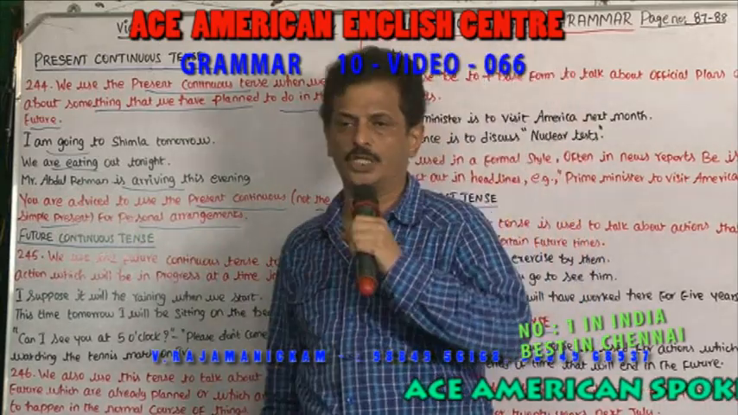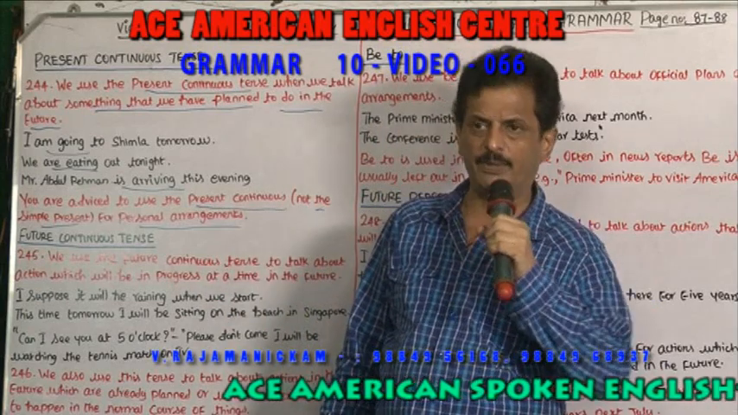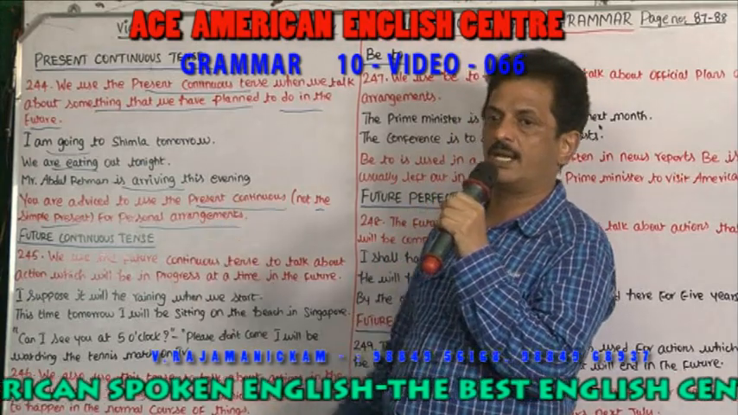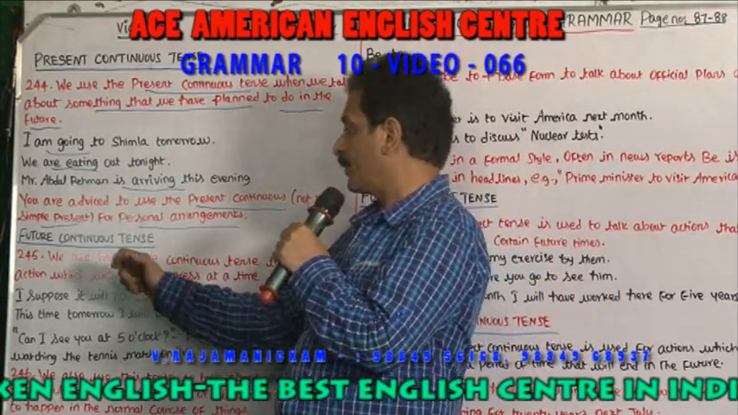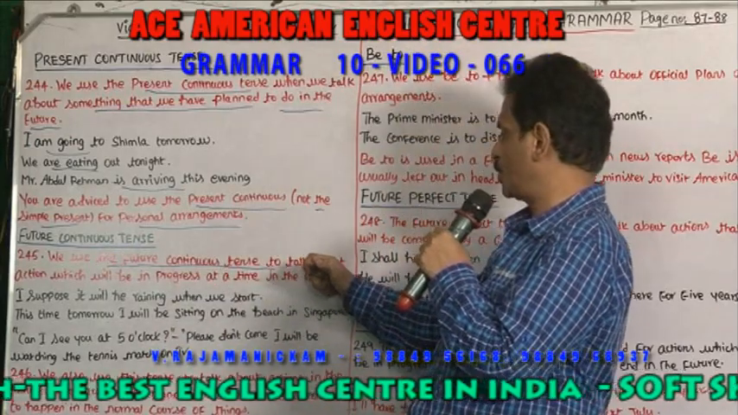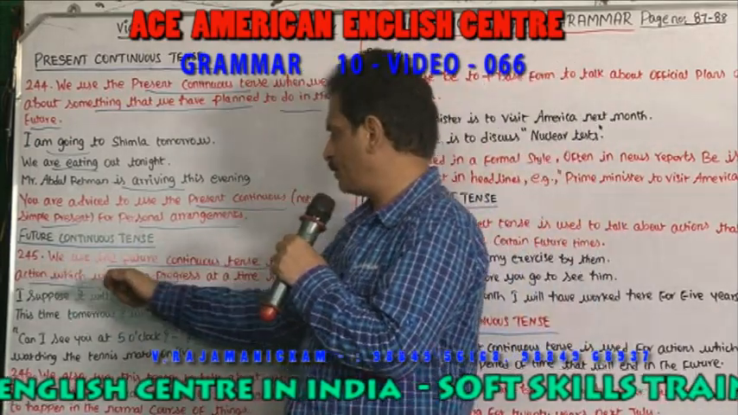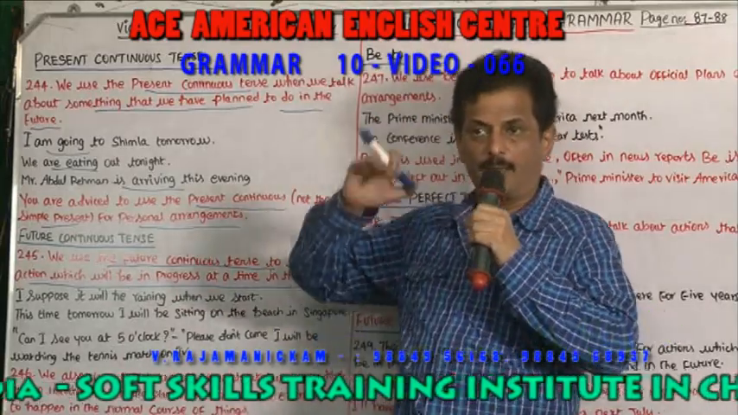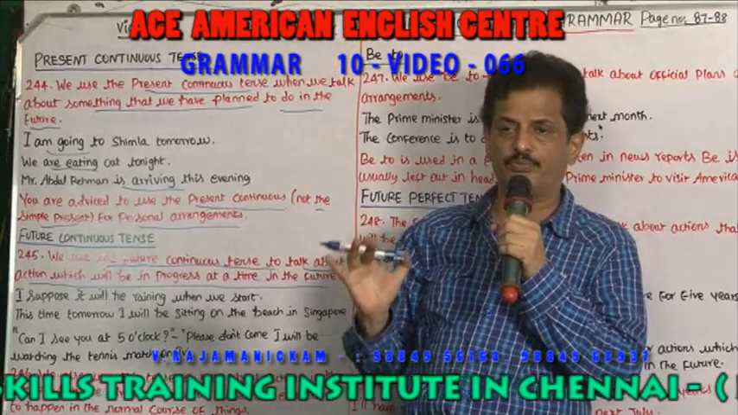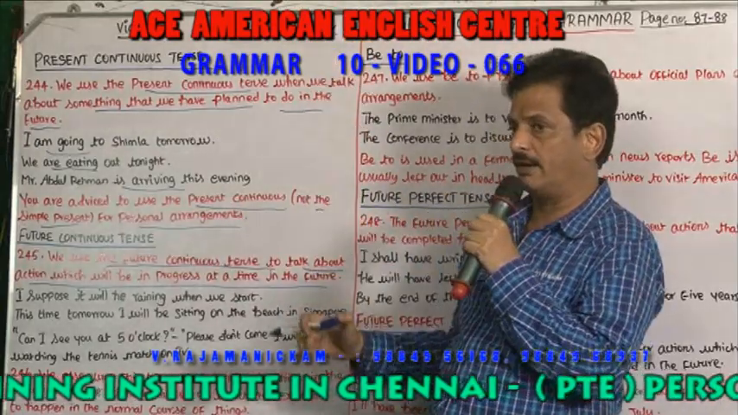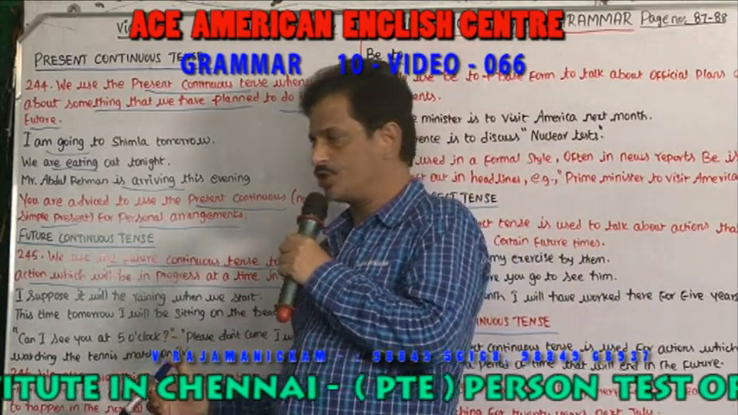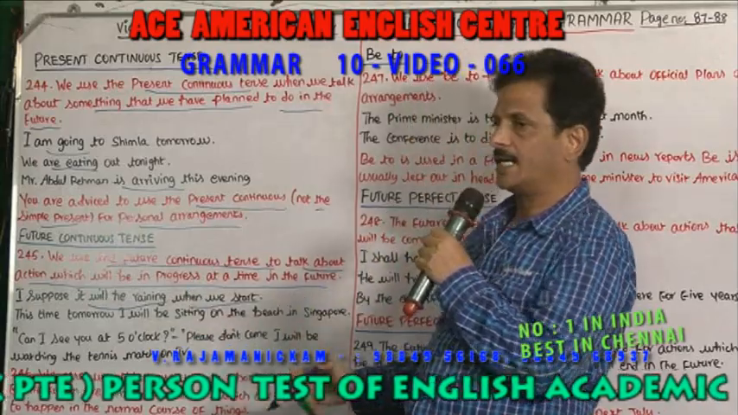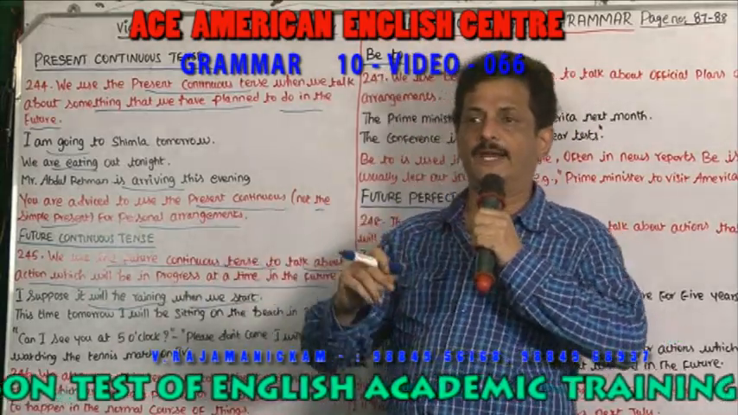So, future continuous. What is future continuous? We will be coming, we will be staying, will be going. Where are you using future continuous? We use the future continuous tense to talk about an action which will be in progress at a time in the future. Maybe next week, that particular action will be continuously going on in the future. There you are using future continuous. I suppose it will be raining when we start.